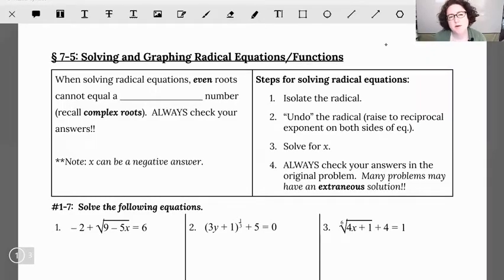In today's video, we are going to look at two topics, solving radical equations and graphing radical functions. So in our first piece, let's look at the equation part of this. And so when we're solving radical equations, we want to be very careful when we come across a problem that has an even root. So our index is even, like a 2 or a 4 or 6, etc.